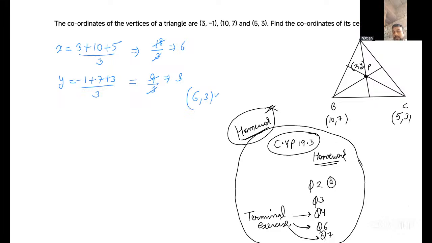This is the answer. If you didn't understand, please ask me.